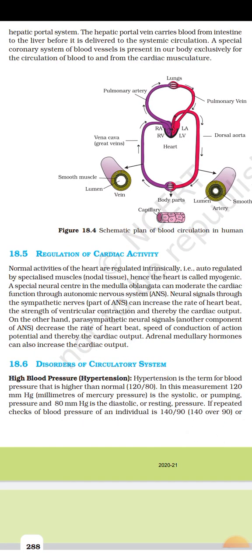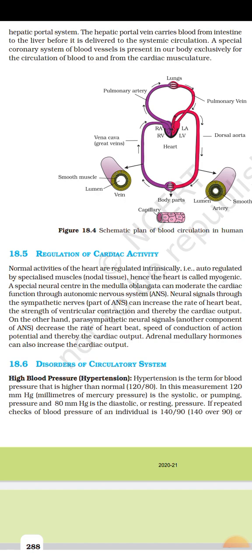Normal activities of the heart are regulated intrinsically, that is, auto-regulated by specialized muscle nodal tissue, and the heart is called myogenic. A special neural center in the medulla oblongata can moderate the cardiac function through the autonomic nervous system, ANS. Neural signals through the sympathetic nerves part of ANS can increase the rate of heartbeat, the extent of ventricular contraction, and thereby the cardiac output.